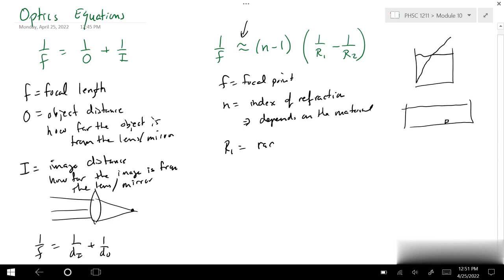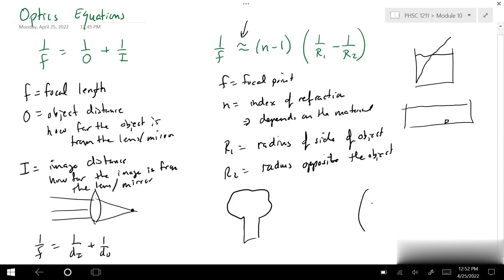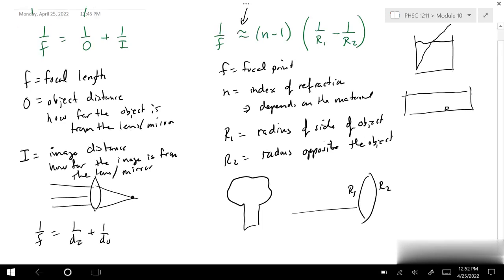And then R1 is equal to the radius of the side of the object, and R2 is equal to the radius opposite the object. What I mean is, if I'm looking at a tree and I have my glasses here, this is R1, the side of the lens closest to the object, so it gets the light from the object first. R2 is the side opposite the object on the other side. I would say image, but the image can be in multiple places. So we're going to go through and use these.